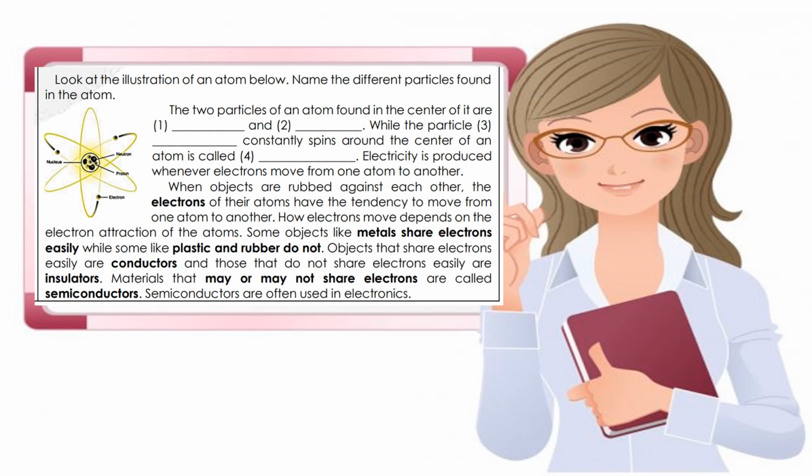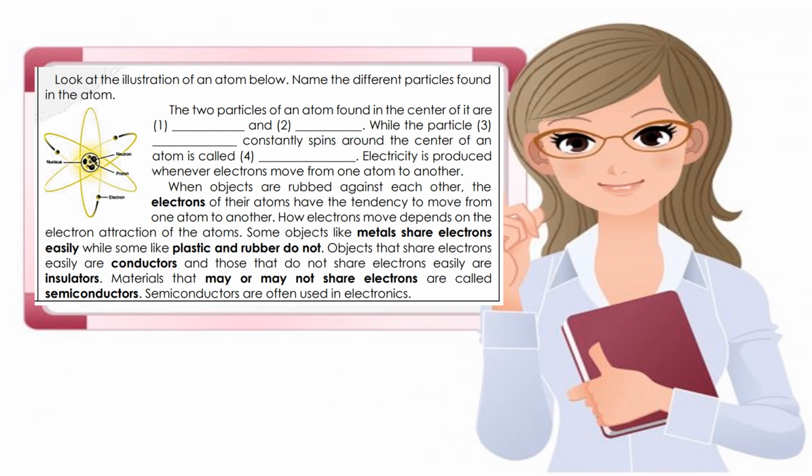Electricity is produced whenever electrons move from one atom to another. When objects are rubbed against each other, the electrons of their atoms have the tendency to move from one atom to another. How electrons move depends on the electron attraction of the atoms. Some objects like metals share electrons easily, while some like plastic and rubber do not. Objects that share electrons easily are conductors, and those that do not are what we call insulators.